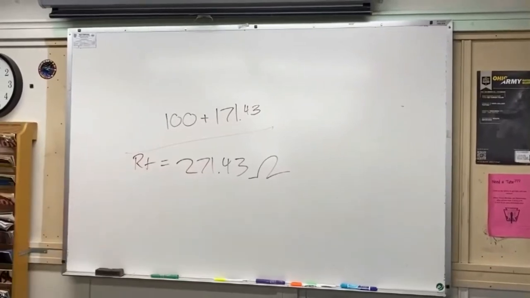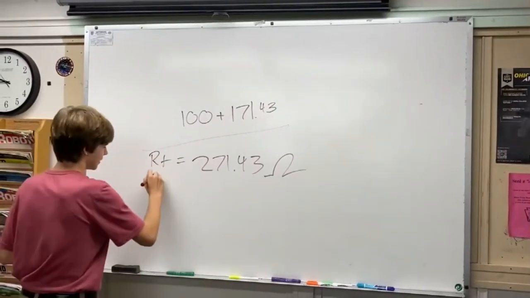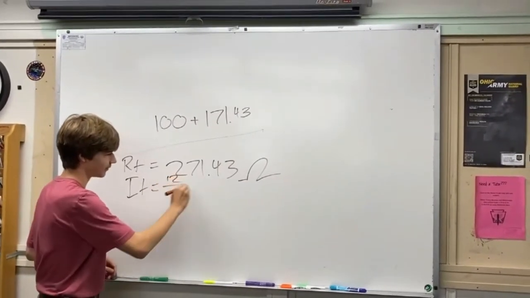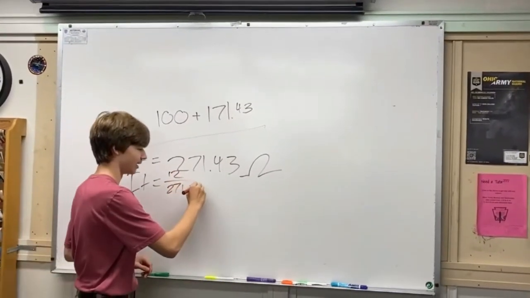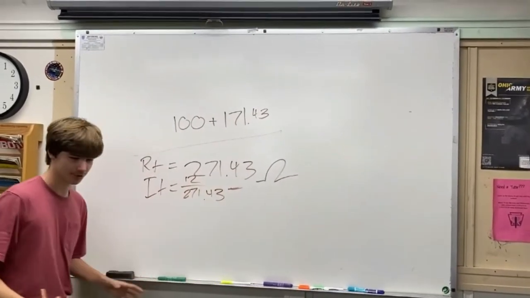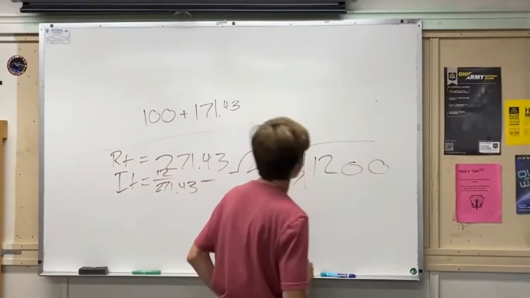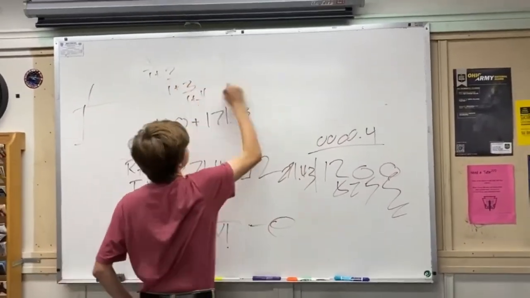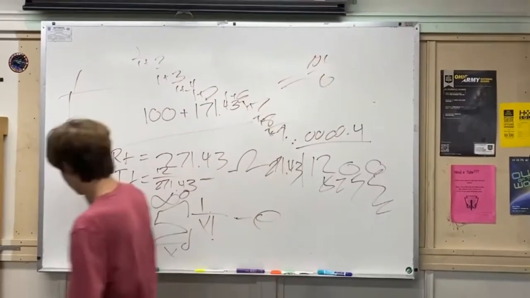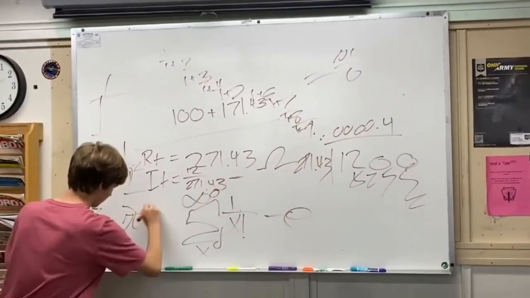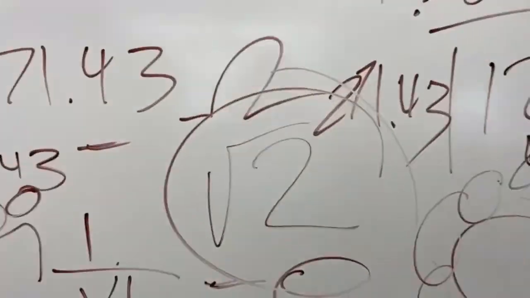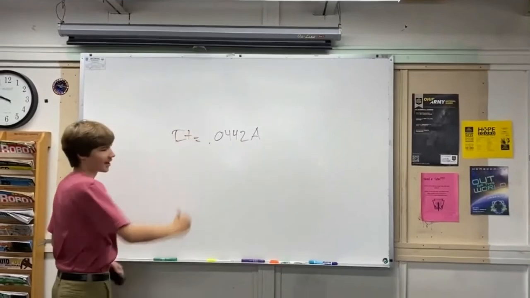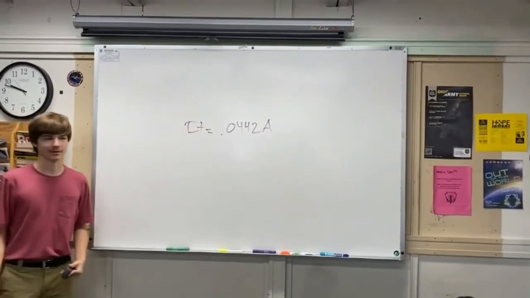Now, with RT, you can now find IT, which is going to be the voltage, which if we remember was 12, divided by 271.43, is going to be equal to, after all of this, we get to this, which is IT. And with that, we can calculate all the stuff that we need for a parallel circuit.